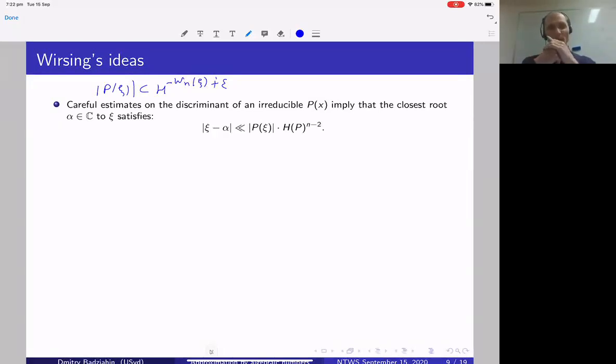By some easy tricks, we can guarantee that P is irreducible. And then by working with its discriminant, we can derive that for its closest root alpha, xi minus alpha is always at most the value of the polynomial times the height of the polynomial to the power n minus 2. Here I skip all the details. I just provide the idea, right? Actually, this number alpha is not necessarily real. It's a complex number.